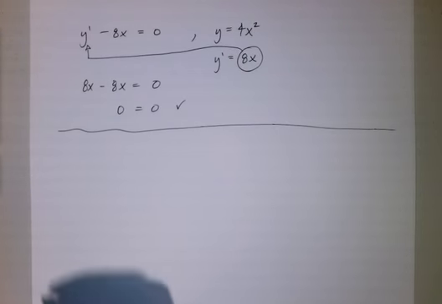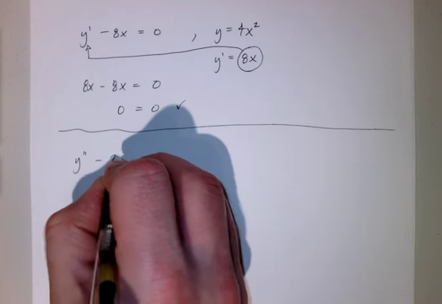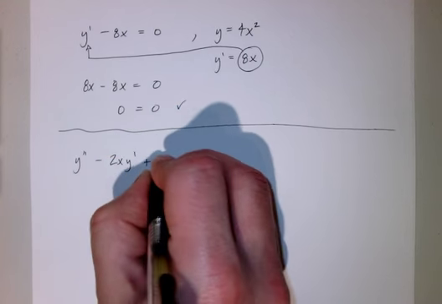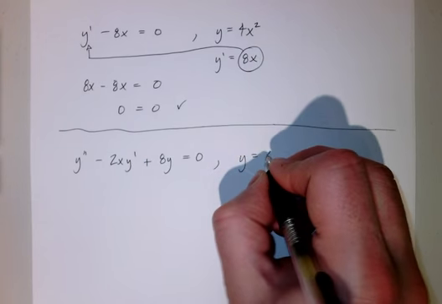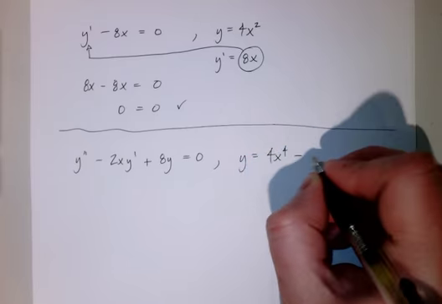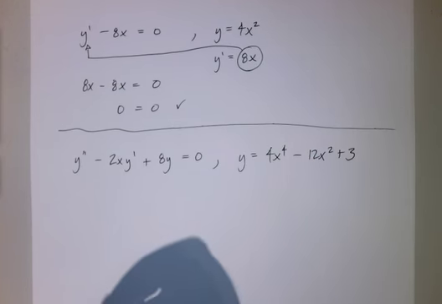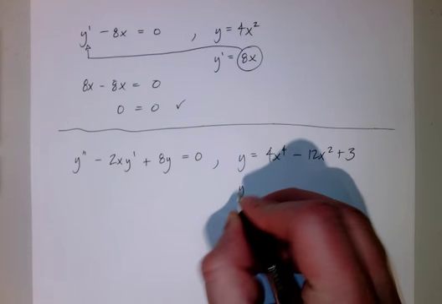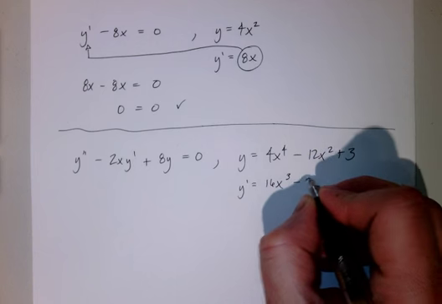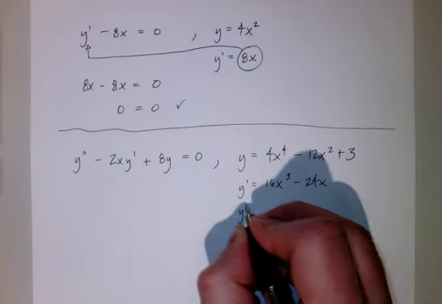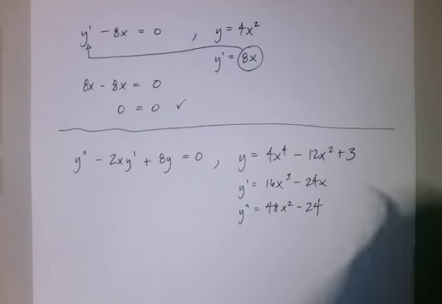They can, however, be a little more complicated, and let's say that I have y double prime minus 2xy prime plus 8y is equal to 0, and I need to confirm that y is equal to 4x to the fourth minus 12x squared plus 3 is a solution. Well, the first thing I need to do is I just need to differentiate this twice. That's 16x cubed minus 24x, and y double prime is 48x squared minus 24.